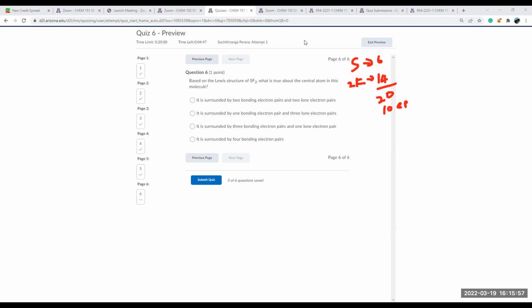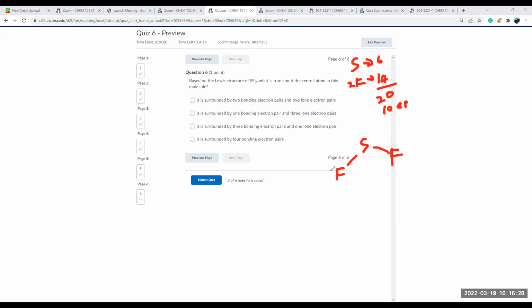Then what we do is we draw the skeleton of the molecule. In the skeleton of the molecule, the atom with higher bonding capacity goes in the center. Therefore, sulfur must be at the center, and to that, we should have 2 fluorine atoms bound. That's our skeleton. Now we have 10 electron pairs. We're going to distribute these 10 electron pairs starting with the outer atoms. We have already used 2 of them for these bonding electron pairs.